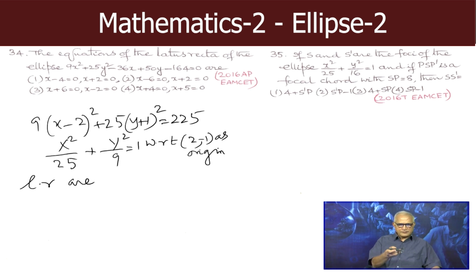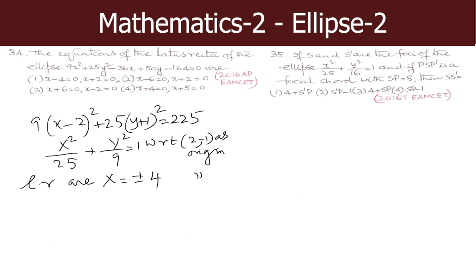So, therefore, the latus recta are x equal to capital X equal to plus or minus 4 with respect to 2 minus 1 as origin, or that is small x equal to given axis plus 4 plus 2, 6, and small x equal to minus 4 plus 2, minus 2 in the given system. So, these are the latus recta, x equal to 6 and x equal to minus 2, which is the second option.